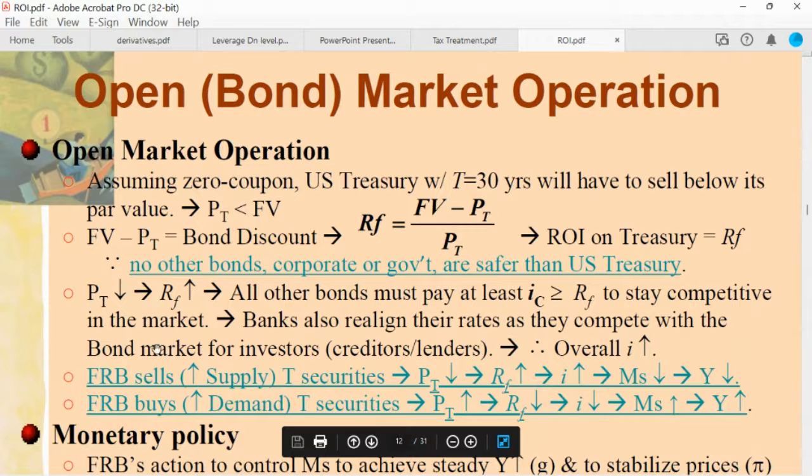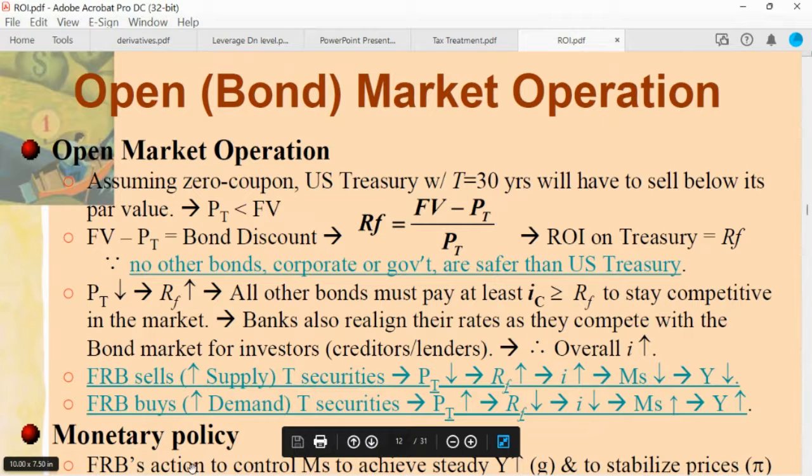And it's exactly the mirror image. The opposite is true when price goes down. If the selling price goes up, return goes down, and overall interest rate in the bond market goes down, and also overall interest rate in the economy goes down. So then, under what circumstances, why would the price of the Treasury go down?